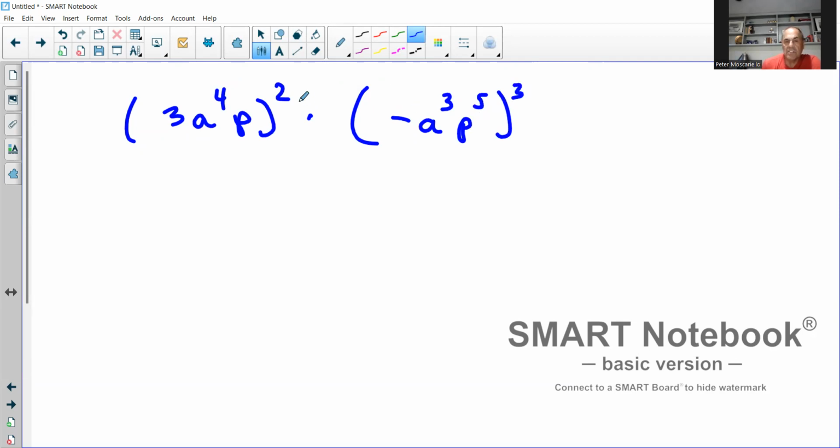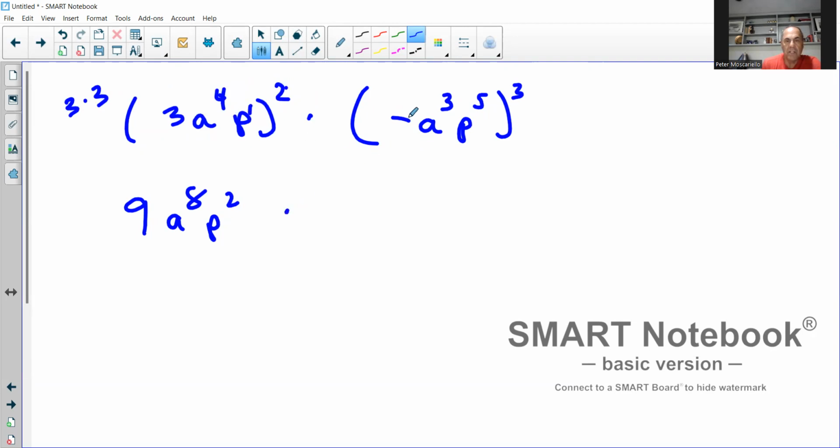Okay, we do exponents first. That's what Aunt Sally says. Raise to the power of 2. 3 squared means 3 times 3 is 9. A to the 8th, power of 2. Not 8 times 2, multiply the exponents.